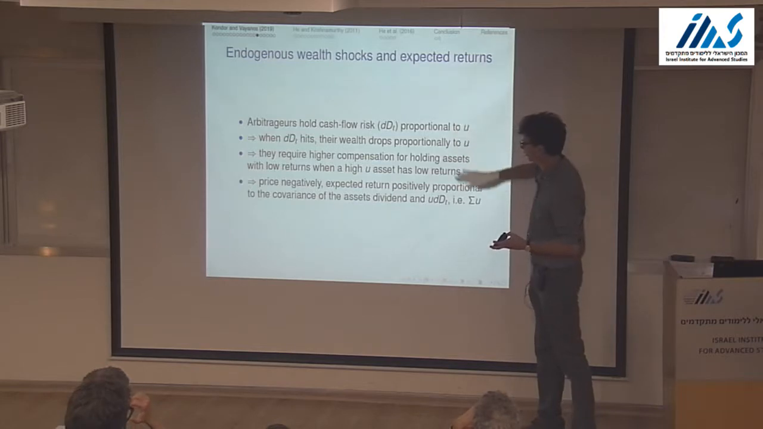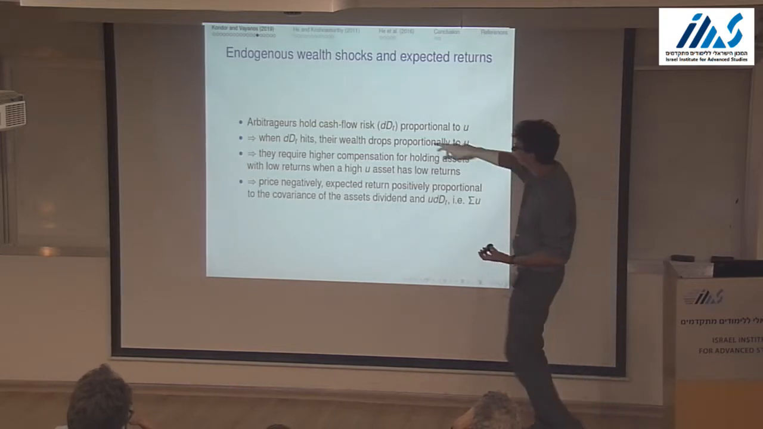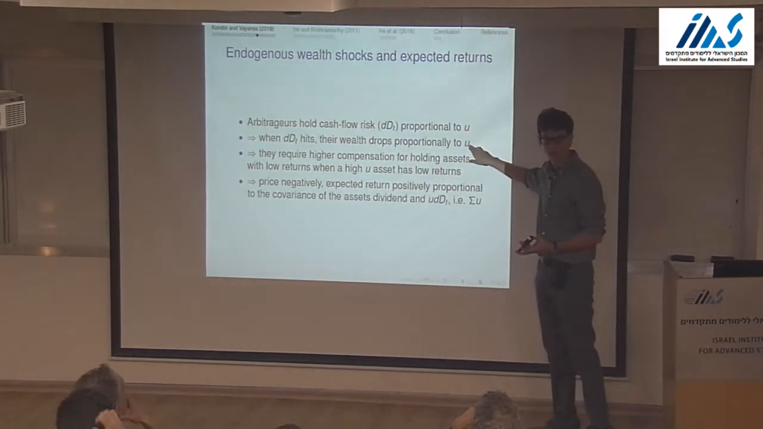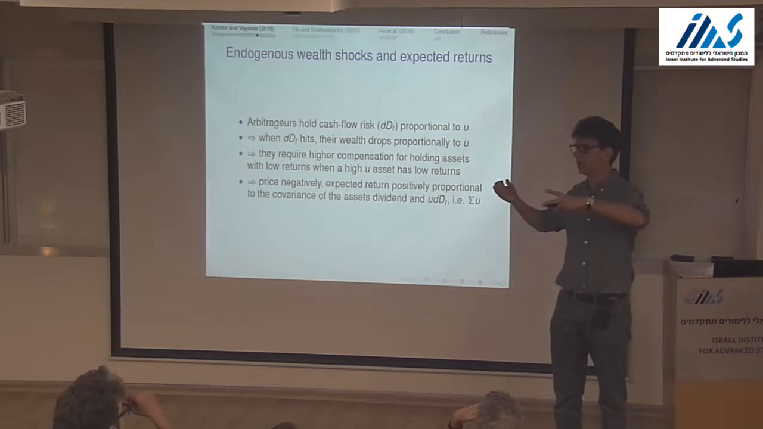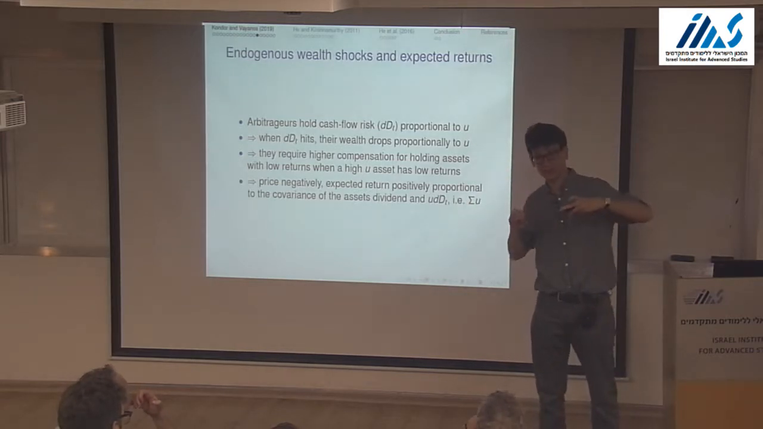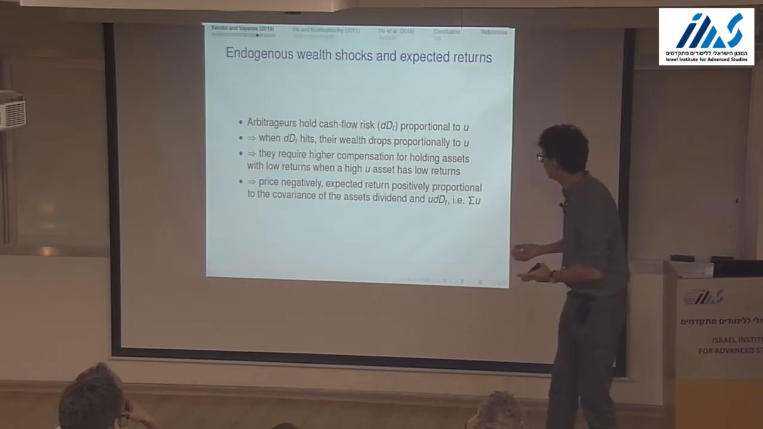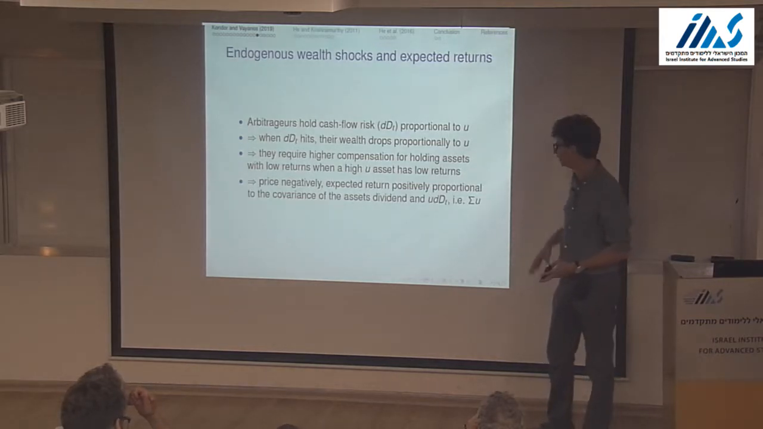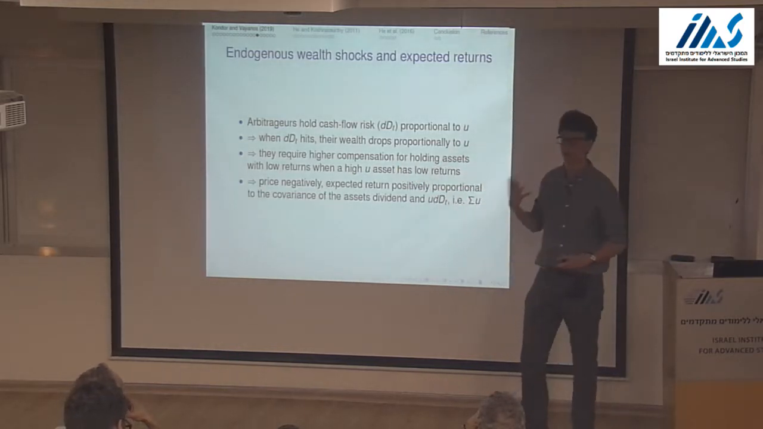So to think about this, let's think the following way. Arbitrageurs are still holding cash flows proportional to U. This is the risk they are sharing. So when the dividend shock hits, their wealth drops proportionally to this U. Whenever a dividend corresponds to an asset which these hedgers want to hedge, so they want to sell, these arbitrageurs will take that trade because the price will adjust in a way that they take that trade. So whenever that dividend actually hits, they are losing money. Whenever this shock hits, their wealth drops proportional to U. So what they require high compensation for, by a standard asset pricing argument, is holding assets with low returns when a high U asset has low returns.